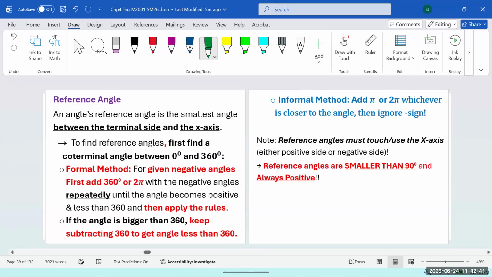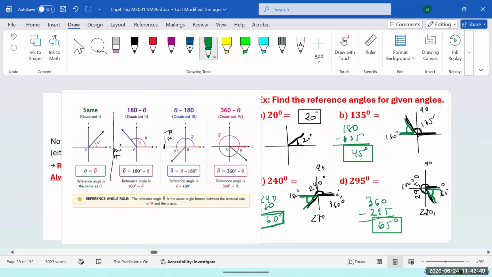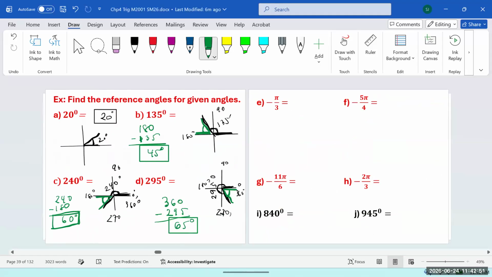Informal method: add pi or 2 pi, whichever is closer to the angle, then ignore the negative sign. So let's see, does it work here? We have negative pi over 3, and it's closer to which one, 1 pi or 2 pi? Pi over 3 is closer to 1 pi. So add 1 pi.